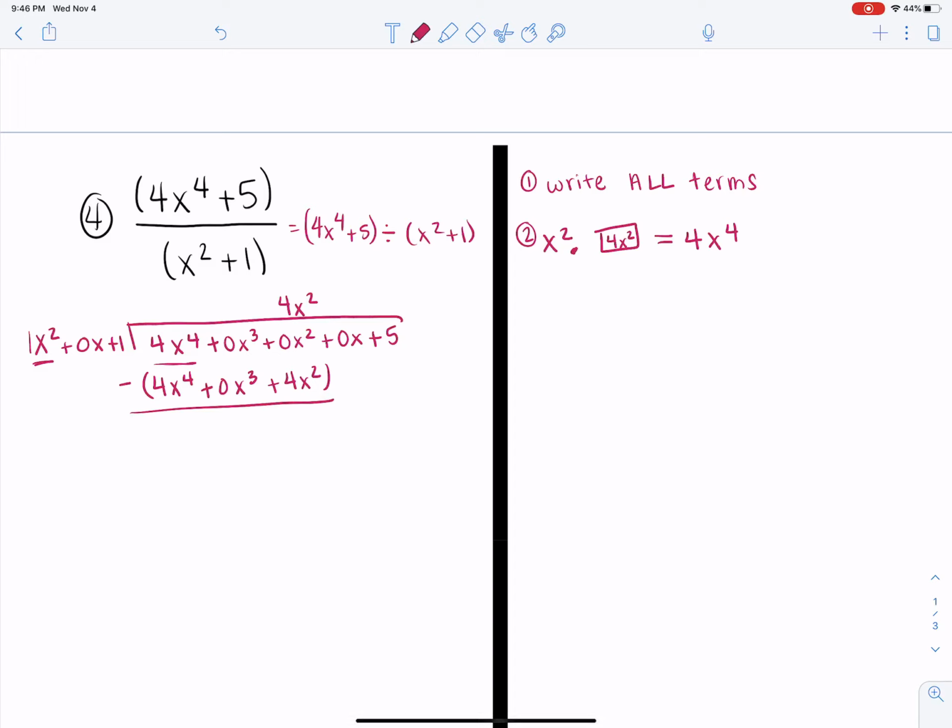So now I have 4x to the 4th minus 4x to the 4th is nothing. That cancels. 0x cubed minus 0x cubed is still 0x cubed. Now I have 0x squared minus 4x squared. So I have a negative 4x squared left over. Don't forget that we are subtracting everything. You might want to change your signs inside so you don't forget about that. Okay, now I'm going to bring down the next term.